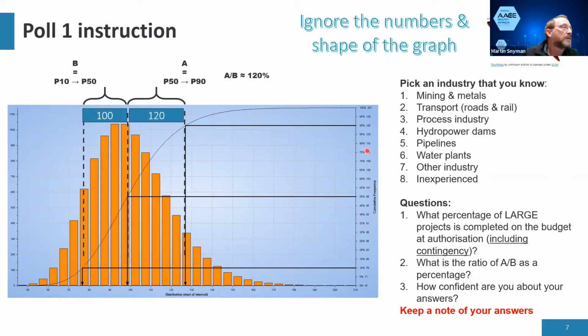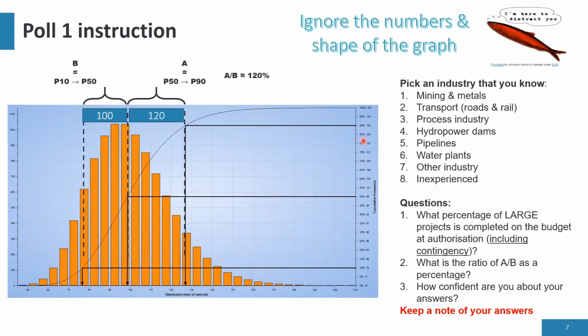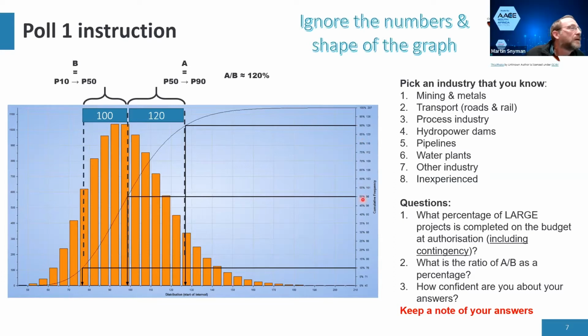Okay, so most people are in mining and process. So the ratio, people believe that most of the projects finish 20 to 50% of the project finished on budget, and I think the ratio is 110 to 150%. Okay, so they believe that overspend is 20 to 50%. Good. Okay, so I've won.